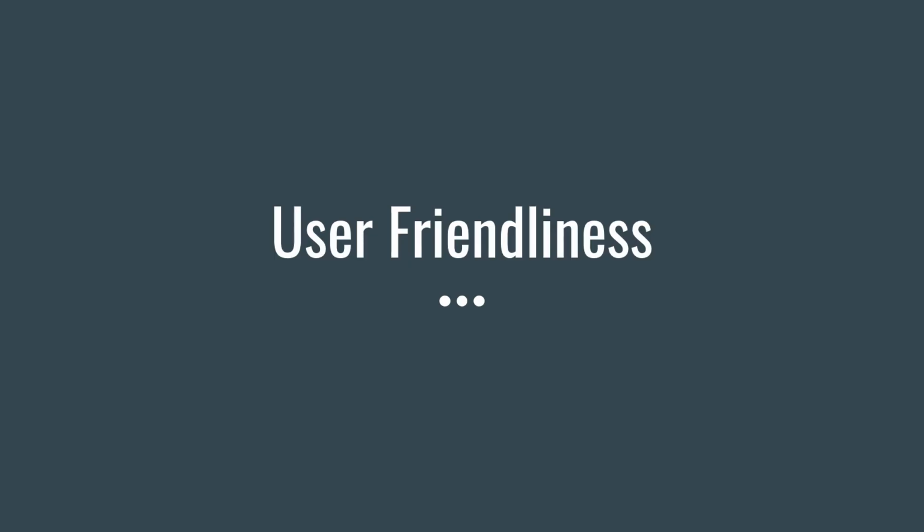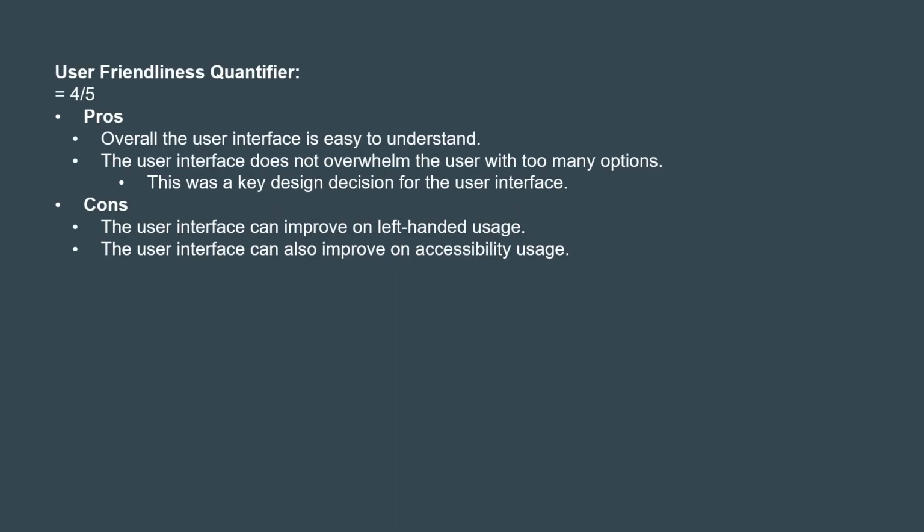The first practice we'll be analyzing is user-friendliness. User-friendliness is important because it determines whether or not a user will interact with our app. On this slide, we used a user-friendliness quantifier. We rated ourselves 4 out of 5 stars and listed the pros and cons of why we think we deserve that rating. The first pro was that our user interface overall was easy to understand.